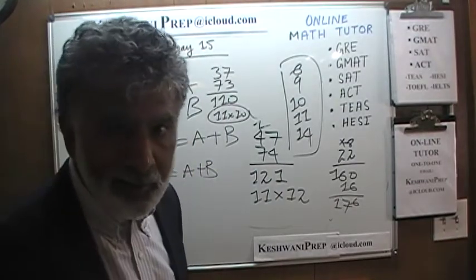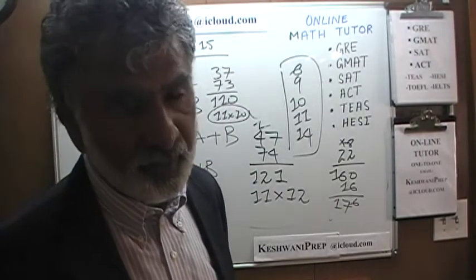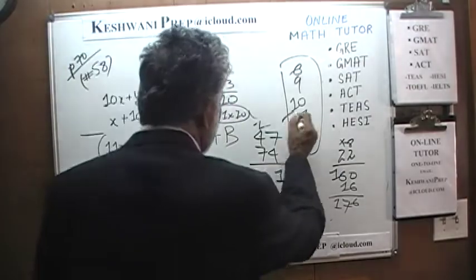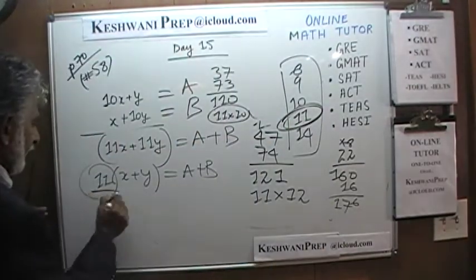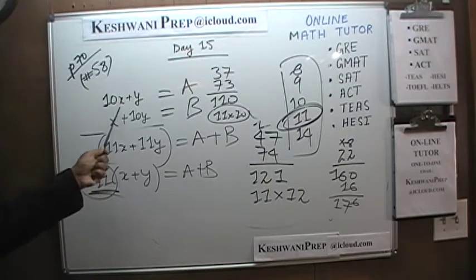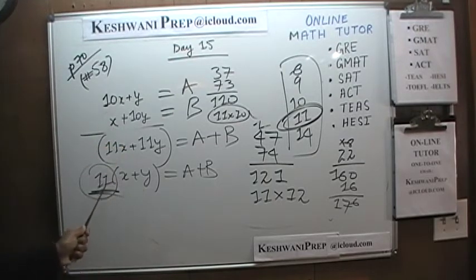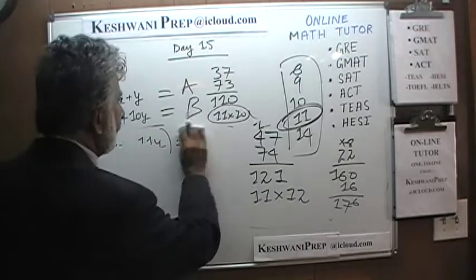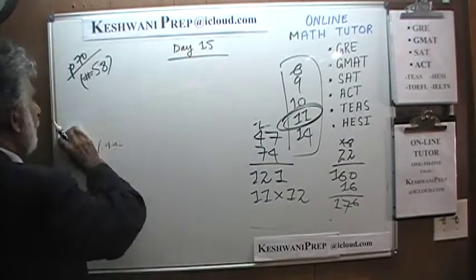But there is only one which will always be a factor of their sum, and that one is this guy, because that's what the algebra tells us. Regardless of what these numbers are, regardless of what x equals and what y equals, it will always be a multiple of 11. The sum is always going to be a multiple of 11.